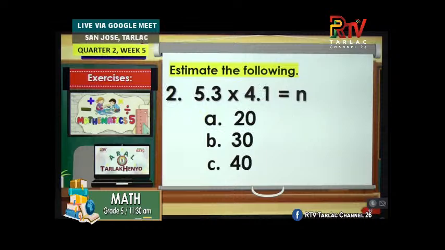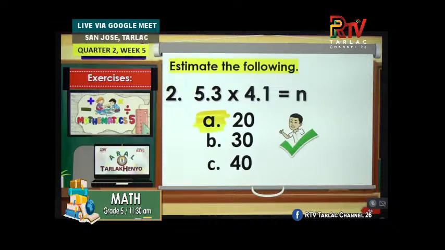Next number, 5.3 times 4.1 is equal to A, 20, B, 30, C, 40. Another 10 seconds. Time is up. What is your answer? Good job. The answer is A, 20.